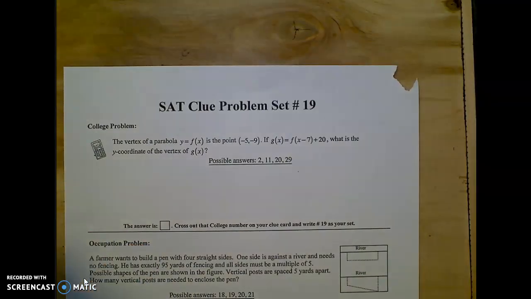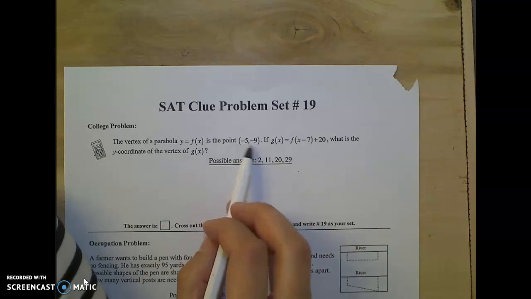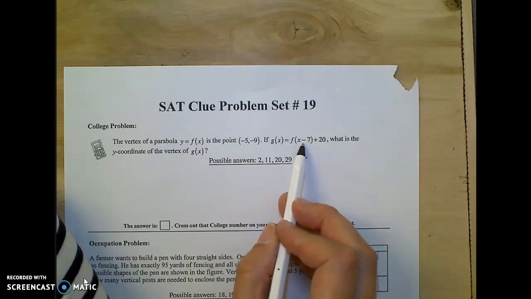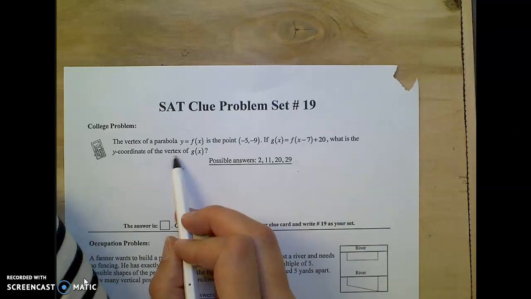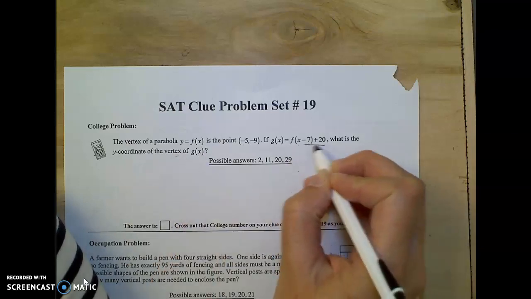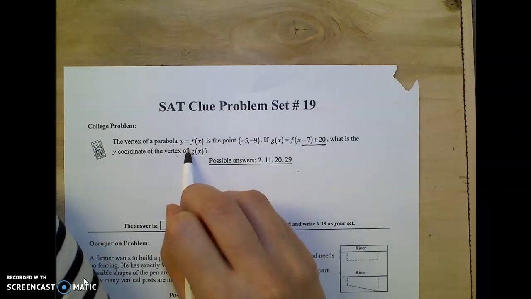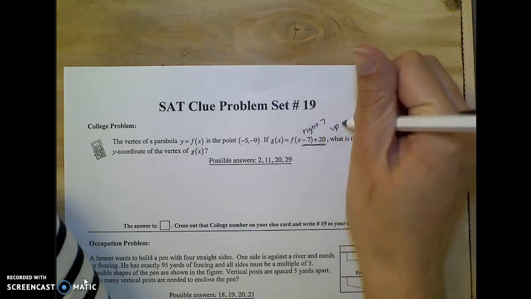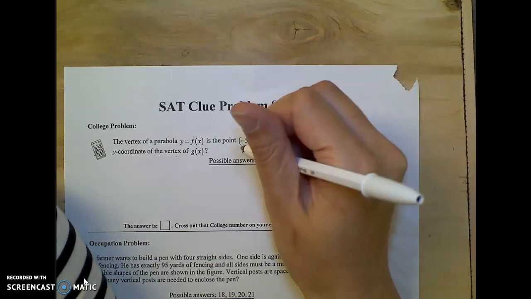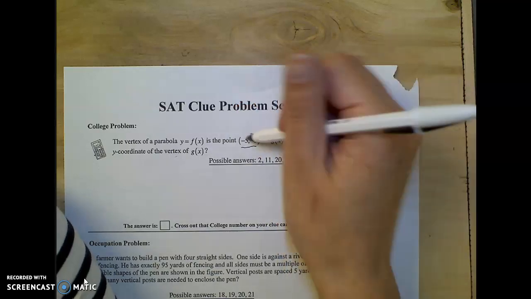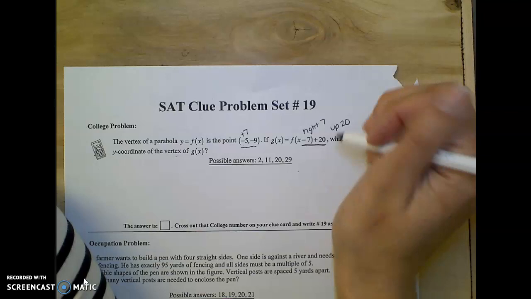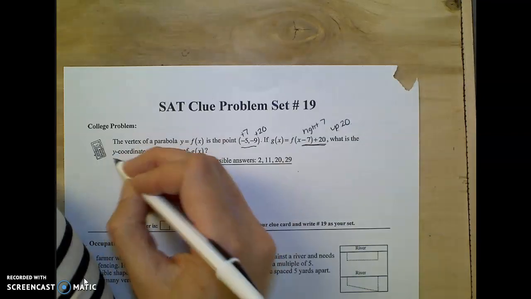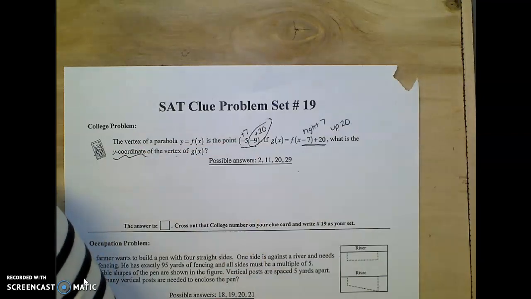Alrighty, on the back, the vertex of a parabola is the point negative 5, negative 9. If g of x is f of x minus 7 plus 20, what is the y-coordinate of the vertex? So here, they're really just shifting where this parabola was by moving it right 7 and up 20. Now this parabola's vertex was already located here, so if I move it right 7, I'm really adding 7 to that. And if I move it up 20, I'm really adding 20 to that. And they want the y value of the coordinate, so I think whatever that is is what you want.